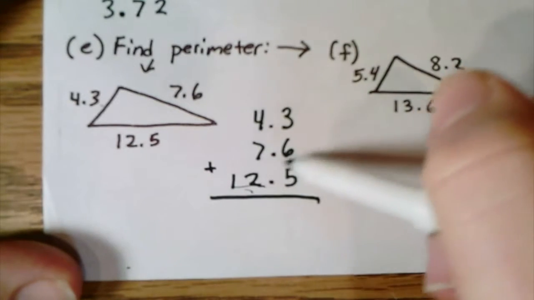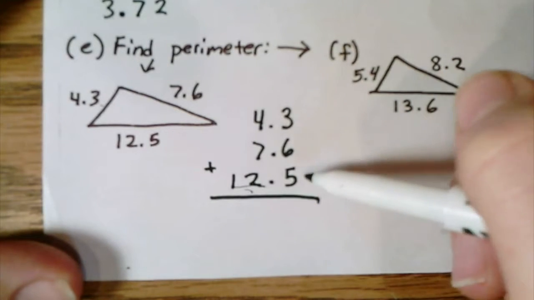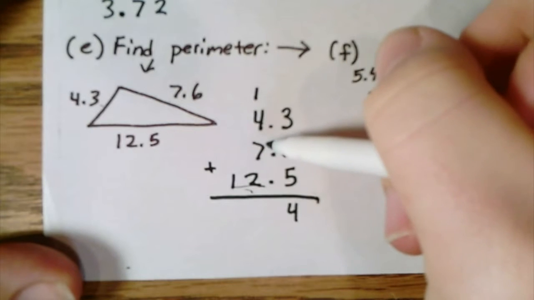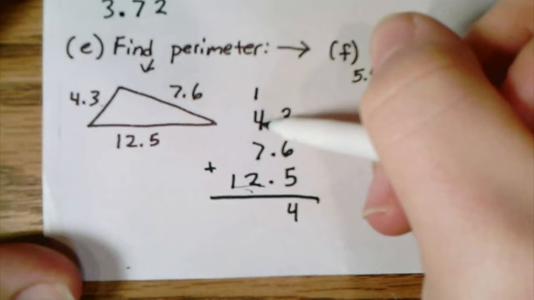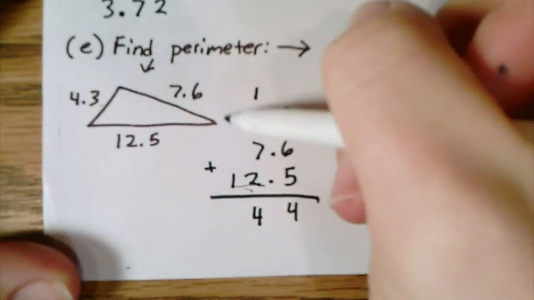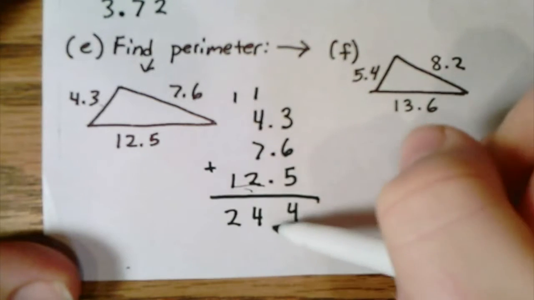So 3 plus 6 plus 5. 3 plus 6 is 9. 9 plus 5 is 14. Okay. 7 plus 2 is 9, plus 1 is 10, plus 4 is 14. 1 plus 1 is 2.